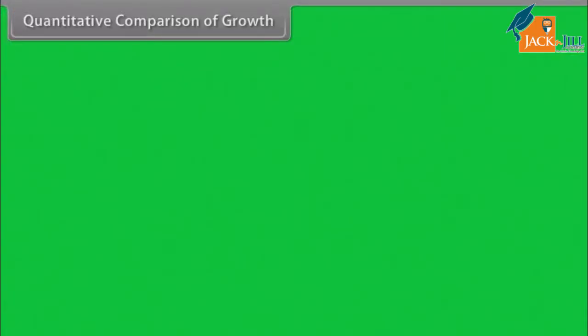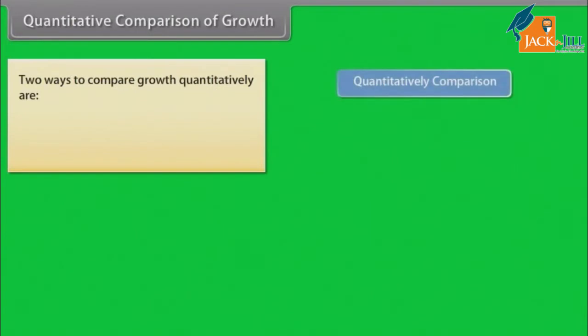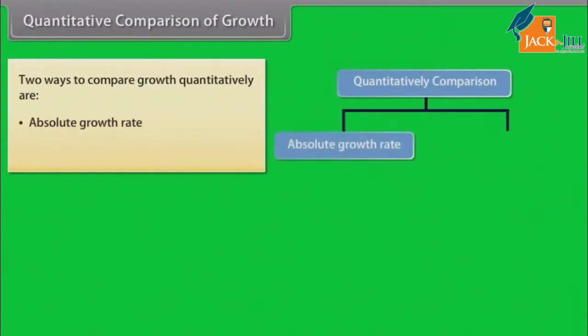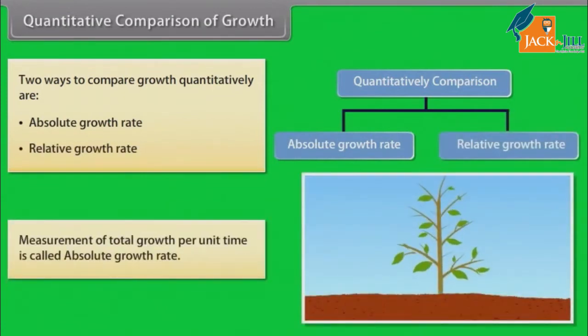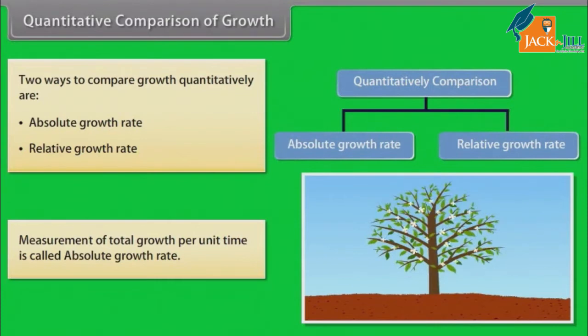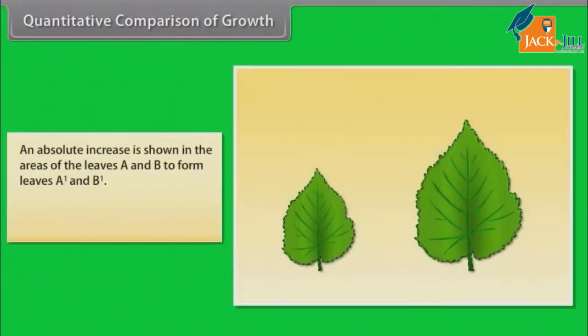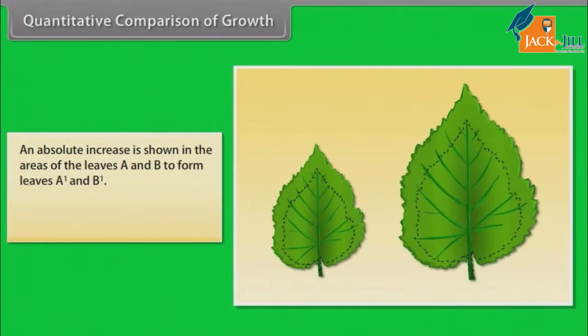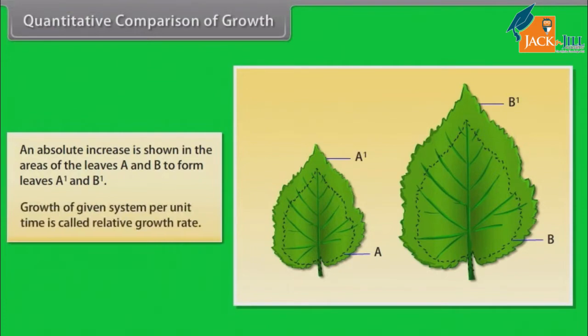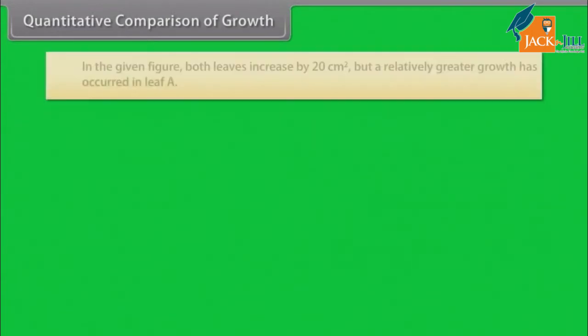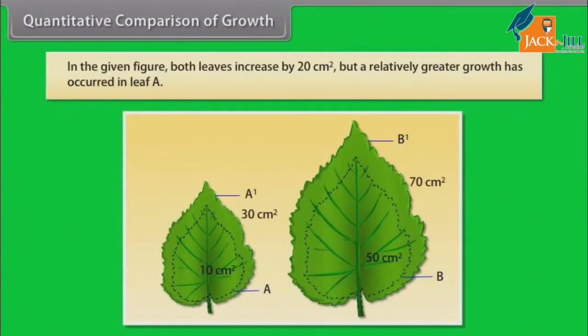Quantitative comparison of growth. Two ways to compare growth quantitatively are absolute growth rate and relative growth rate. Measurement of total growth per unit time is called absolute growth rate. An absolute increase is shown in the areas of the leaves A and B to form leaves A1 and B1. Growth of given system per unit time is called relative growth rate. In the given figure, both leaves increase by 20 centimeters square, but a relatively greater growth has occurred in leaf A.